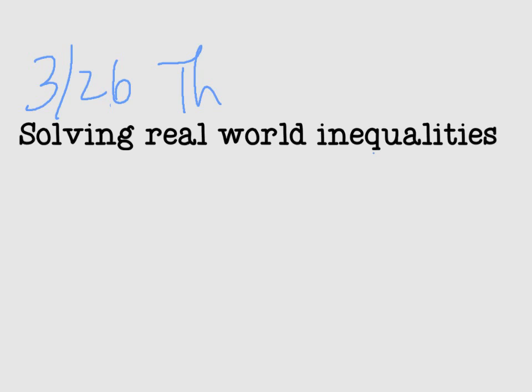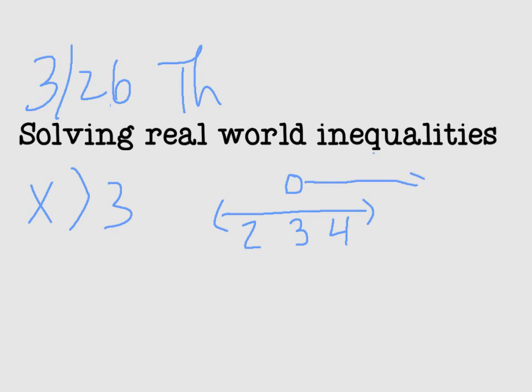So the idea is that, just for review, if x is greater than 3, we could graph this on the number line, and we would just put 2, 3, 4 on the number line right here, and then either on the line or right above it, I would put an open circle because I can't include 3. This is where this real-world stuff is important: I can't include 3, but I want to include every number that is greater than 3.